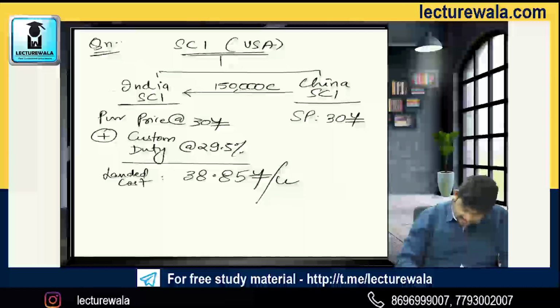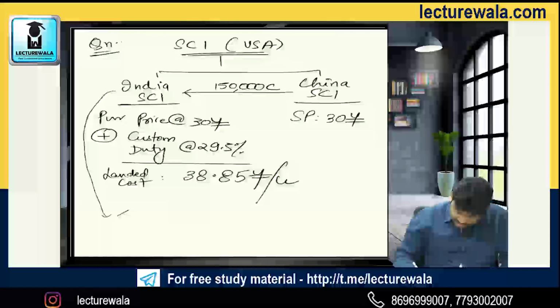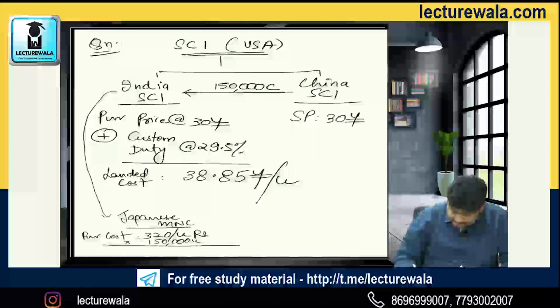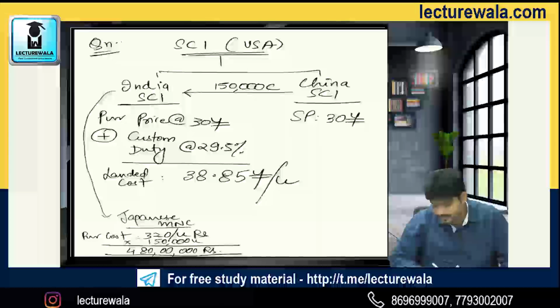So can I say if India goes to the Japanese MNC, what will be its purchase cost? It will be 320 per unit. Okay, yes or no? And this is rupees, no? Yes. Multiply by how many units? 1,30,000. So total cost if we purchase from Japanese counterpart will be how much? 4.8 crores. So 4 crore 80 lakhs. Are we clear? Chalo. So where should you purchase from, Japanese MNC or from China?